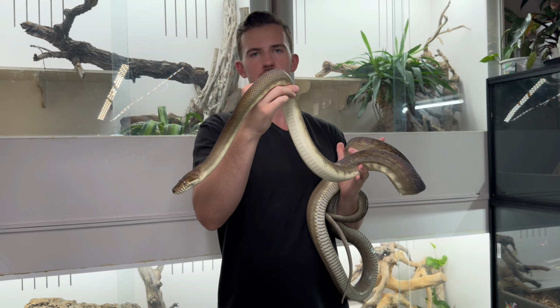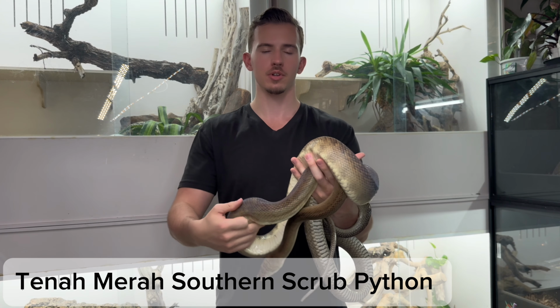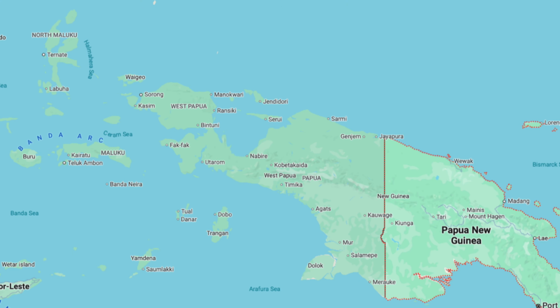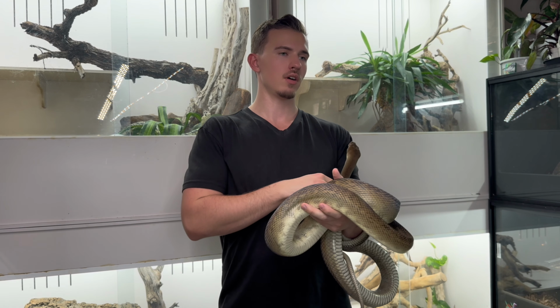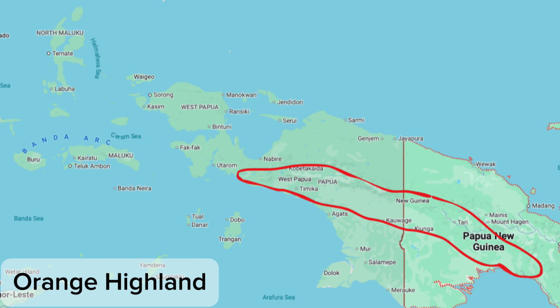All right, and this is the next type of southern scrub python, and this is kind of what the hobby refers to as the Tanimbar southern scrub python. So we'll put up a little map of Papua New Guinea, but there are essentially 3 layers of populations of the southern type mainland scrub pythons. The Malukan type that we just talked about is the one that's at the lowest level, the one that goes down into Australia.